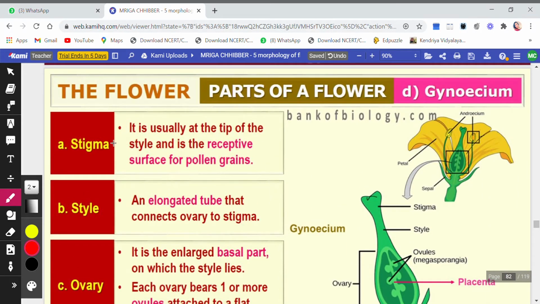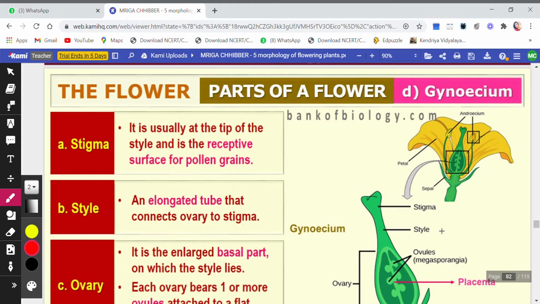Next, the stigma. It is usually at the tip of the style, as you see here, and is receptive. Receptive means it is ready to receive the pollen grains that will land on it. Thousands of pollen grains will come and land on the stigma, so the stigma is receptive to the pollen grains.